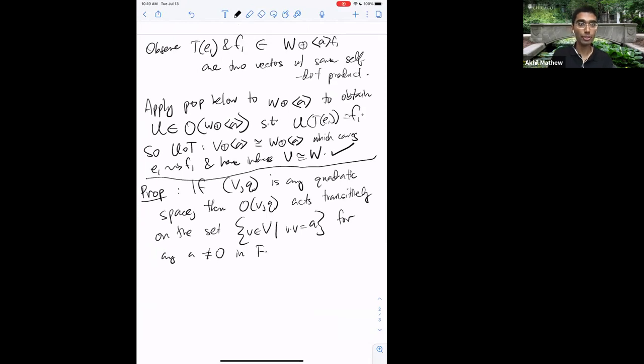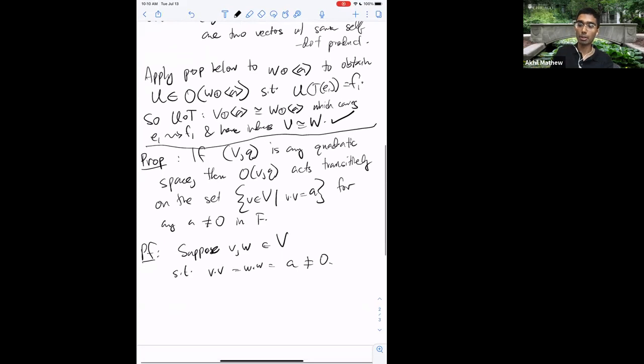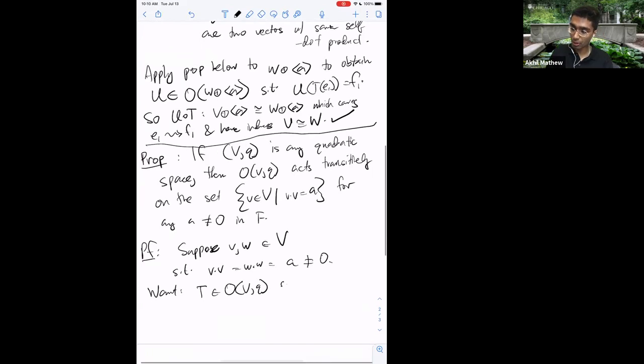So this was on the exercises for yesterday. The idea is that you're going to use a suitable reflection to go between any two vectors, except you might have to multiply by plus or minus one as well. So, proof: suppose v, w are vectors in this quadratic space such that v dot v is equal to w dot w, which is equal to a, and a is some element of my ground field which is not zero. What we want is some element t in the orthogonal group of this quadratic space such that t of v is equal to w.